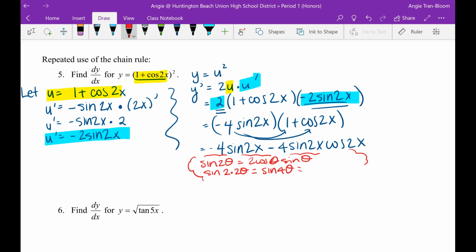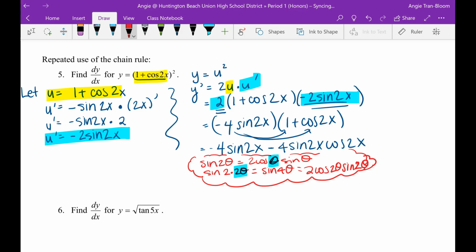Then that is really 2 cosine, but instead of just theta, now it's 2 theta. So it's 2 times sine of 2 theta times cosine of 2 theta. So that is sine of 4 theta.